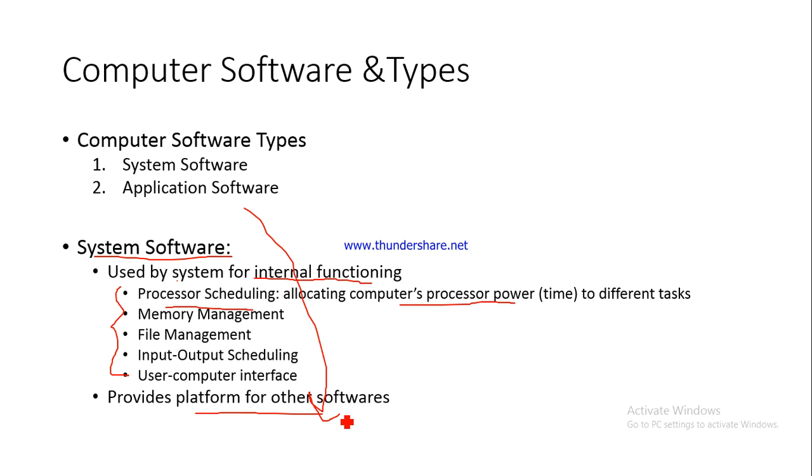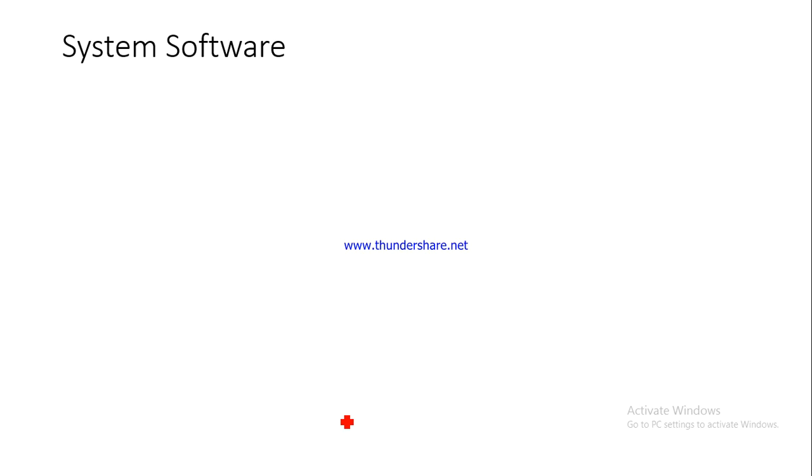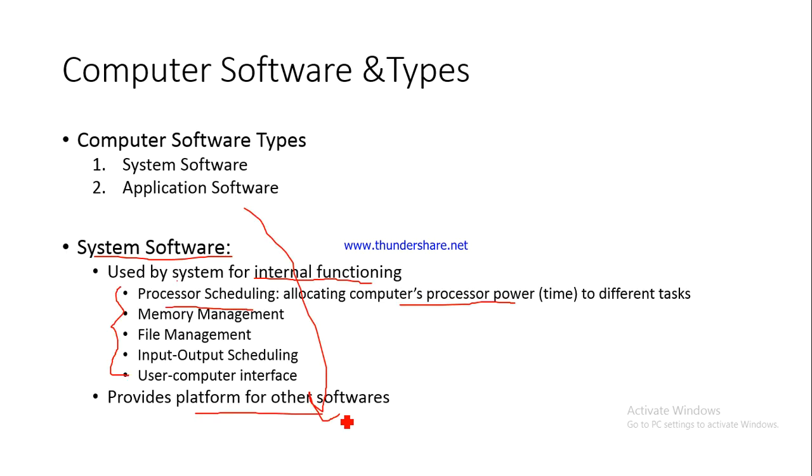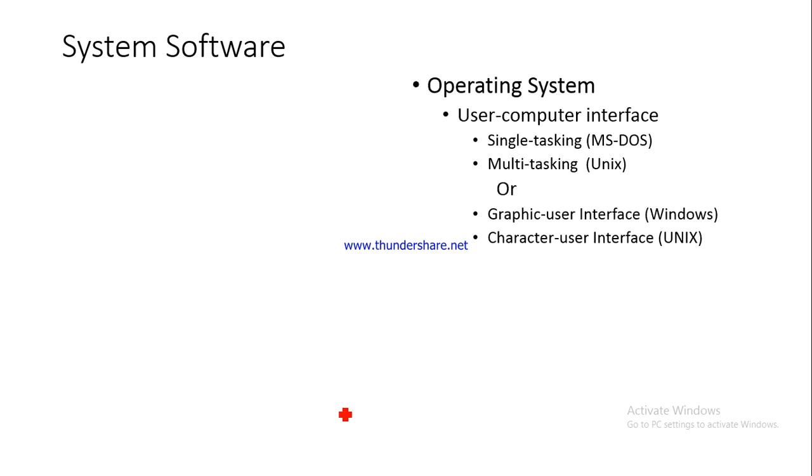Now let us talk a little bit about the system software. We have given you an idea about what system software actually does. Now let's talk about the different types of system softwares. So one type of system software is the operating system. The operating system that you use is one kind of system software. What does it do? It actually manages the user computer interface. How the user of the computer and the computer are communicating with each other is going to be managed by the operating system.